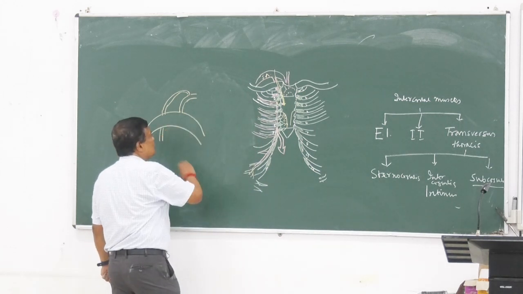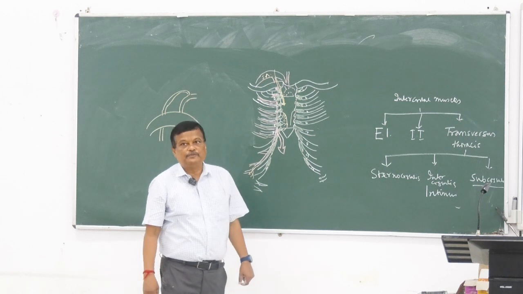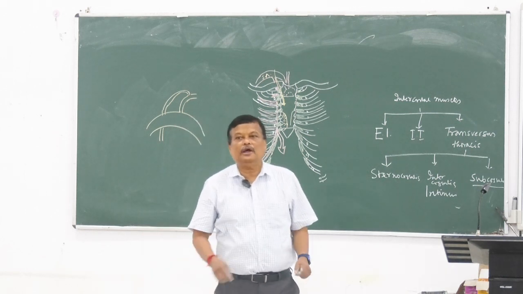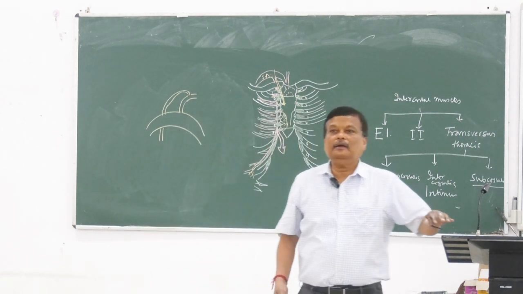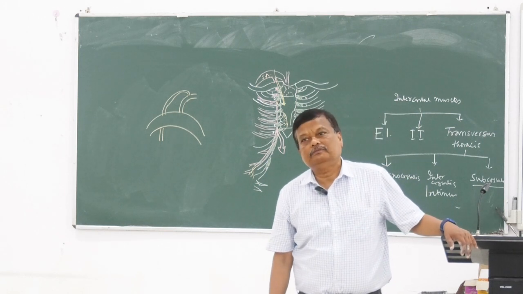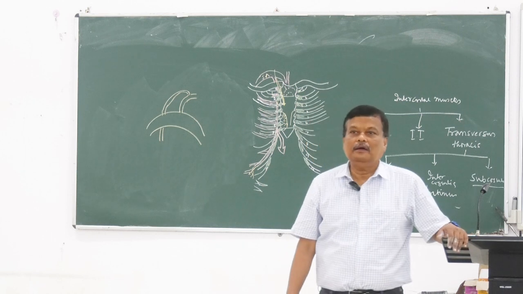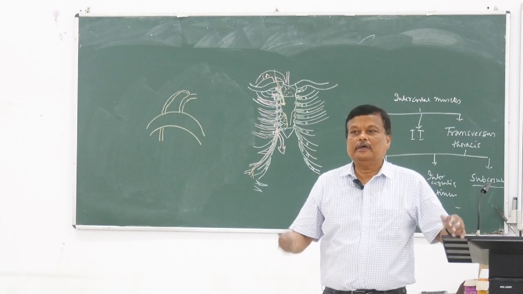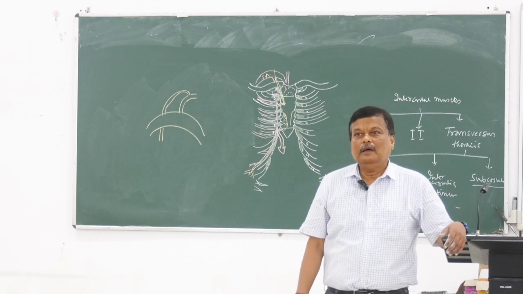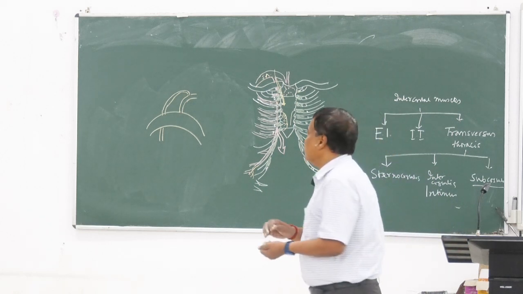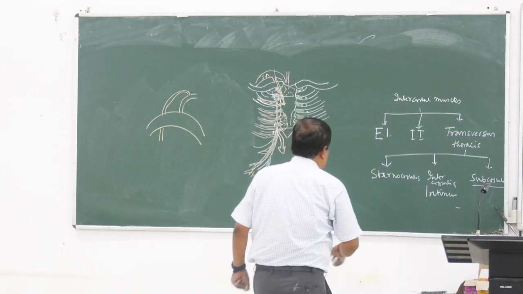Subclavian artery branch হচ্ছে costocervical, costocervical branch হচ্ছে superior intercostal artery. এই superior intercostal artery gives the posterior intercostal artery in the first, second, occasionally in the third space. Usually first and second, occasionally in the third space. And the rest are arising from the descending thoracic aorta.